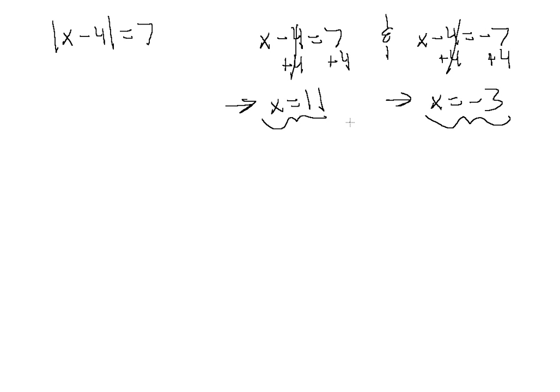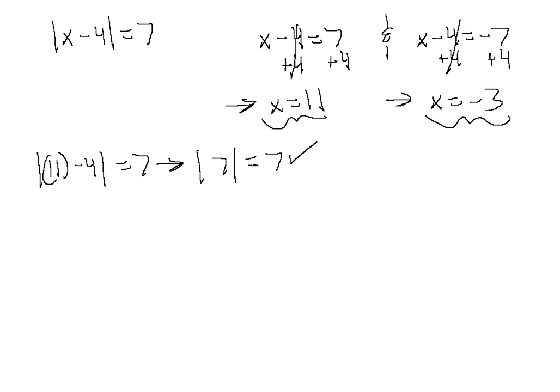And we'll prove that they both indeed check out by plugging them into x in our original equation. So we have the absolute value of 11, plugging in 11 for x, equals 7. The absolute value of 11 minus 4 is 7. We have our equals 7, and that's a true statement. The absolute value of 7 is 7.